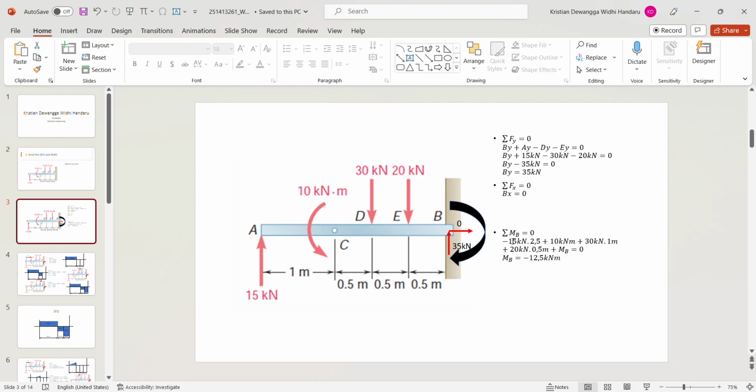We're using moment P equal to 0. Yeah, we're using sigma Fy equal to 0, I mean. So from that we can get the Py is 35 kilonewton, and then the Fx equal to 0, so the Bx is 0 because there is no other force that works in the x-axis. So we're looking also for the moment in P. The moment in P equals 0, so we got the moment P equal to minus 12.5 kilonewton meter.